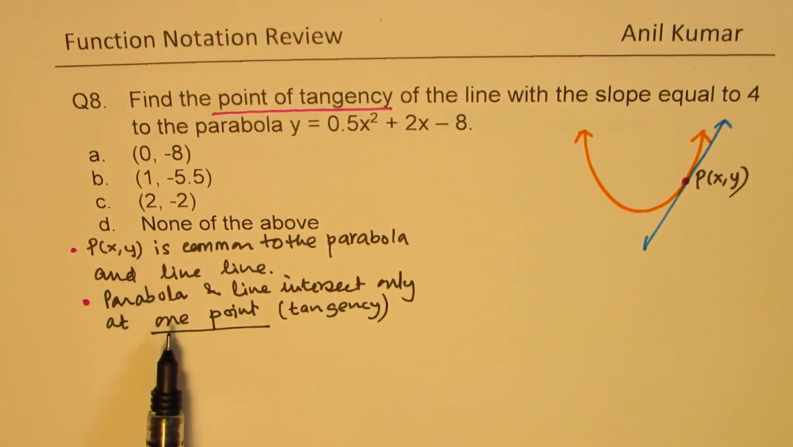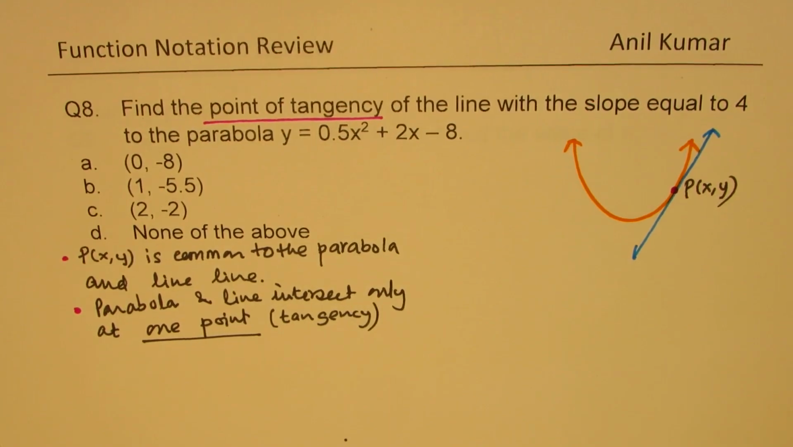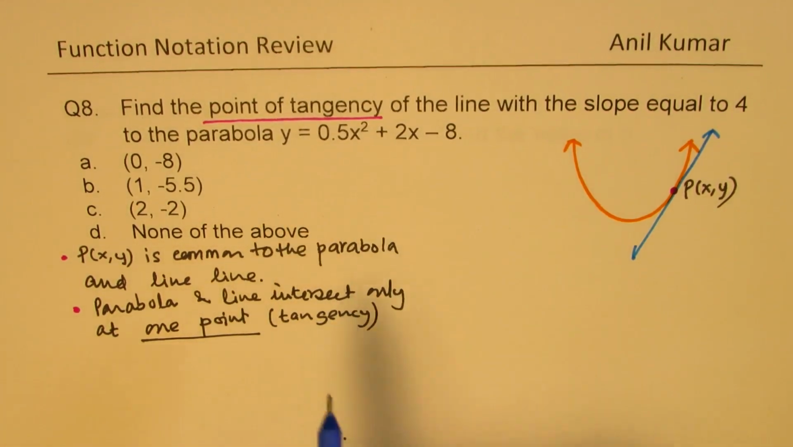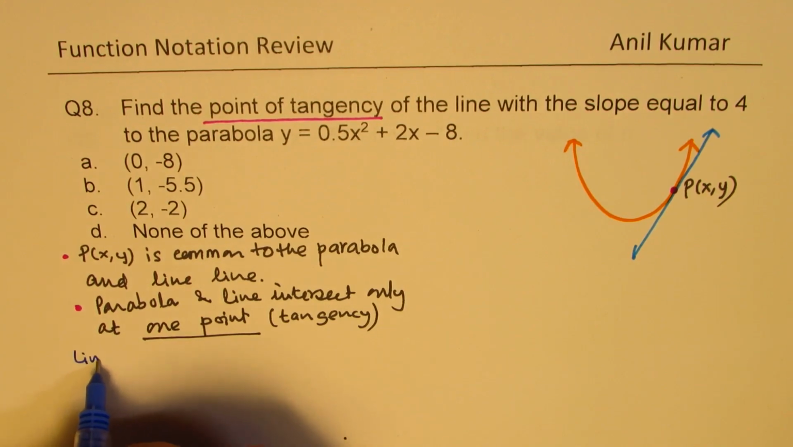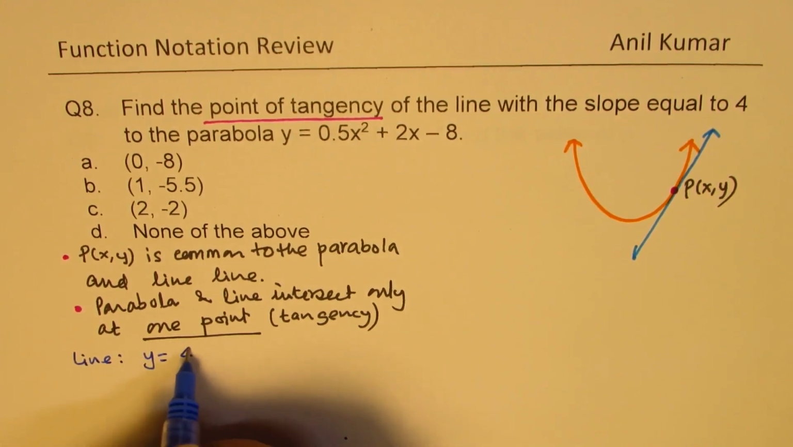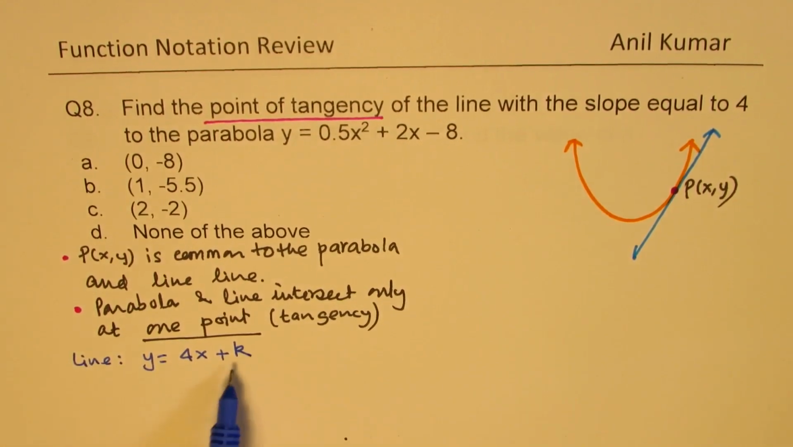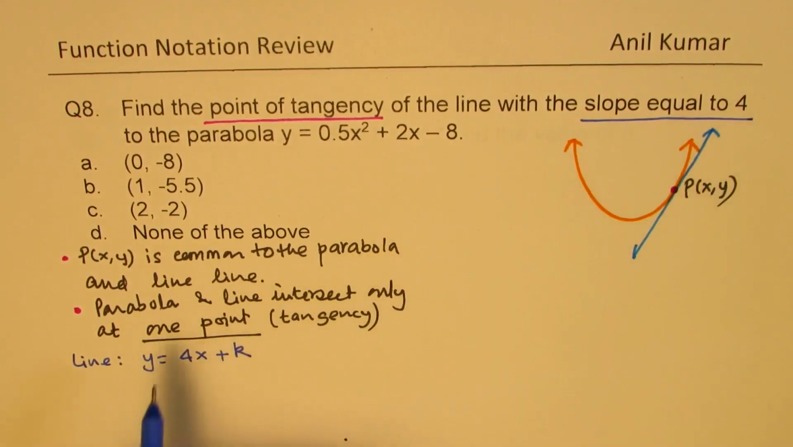Now with this in mind, I think you should be in a position to answer the question. So I'd like you to now pause the video, answer this question, and then look into my suggestions. Now to solve this, we already have the equation of the parabola. As far as the line is concerned, we can say the equation of the line can be y equals 4x plus some constant k, right? We really don't know what this constant is. We know the slope is 4, so y equals 4x plus k is the equation of the line.